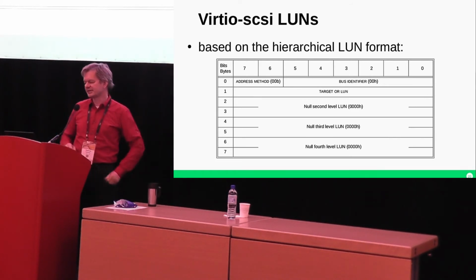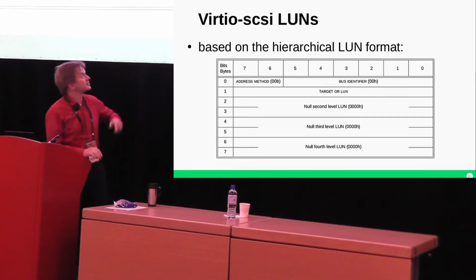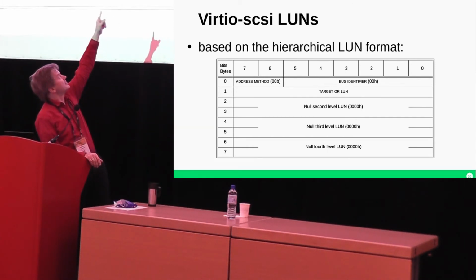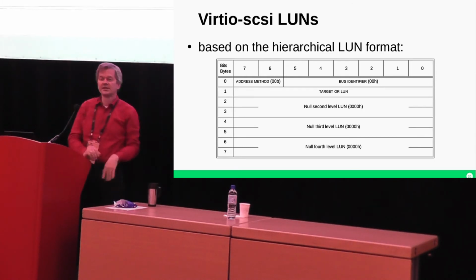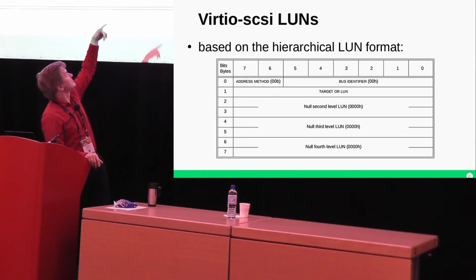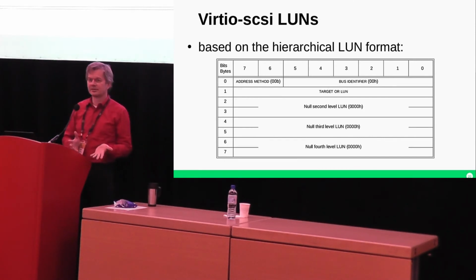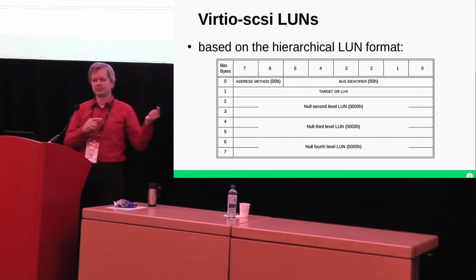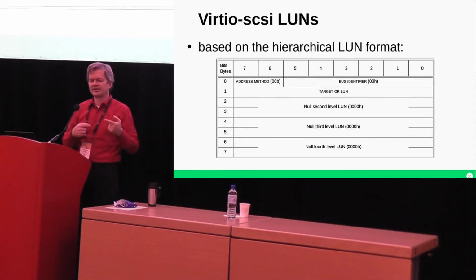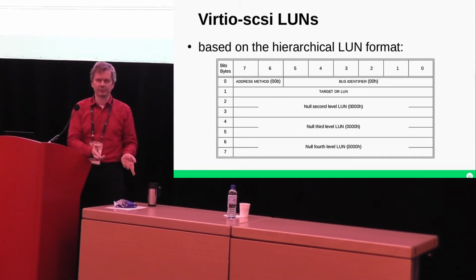For virtio-scsi, it's actually using the so-called hierarchical LUN format, where the first field, you see there, is the bus identifier, indicating on which bus to look, and the second one, where it says target or LUN, indicates which LUN number on that bus. So the LUN number being passed down is actually an index into the QDev structure, which device to look for, or which device this command is being targeted for.